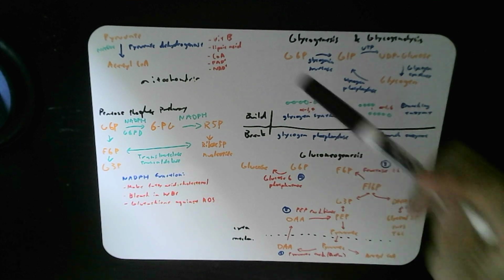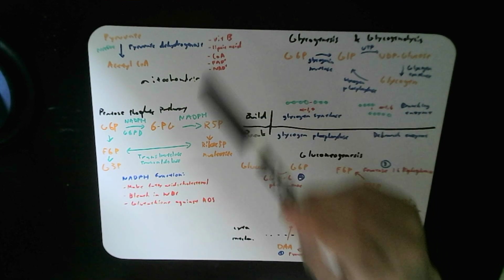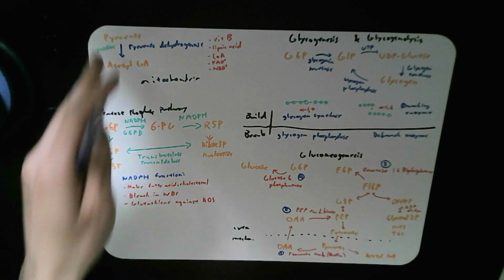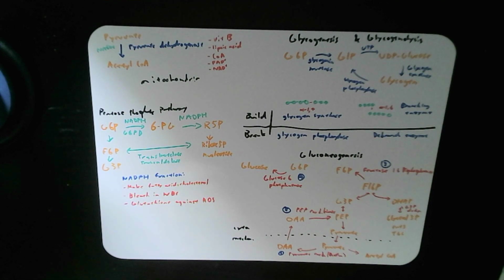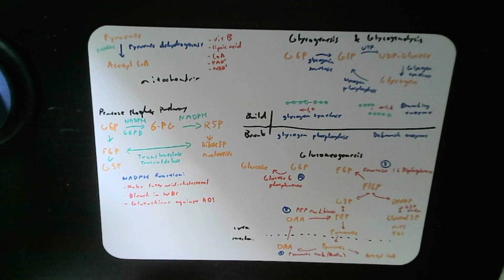PDH is a big complex using vitamin B or thiamine, lipoic acid, coenzyme A, FAD+, and NAD+. It's going to turn into NADH as well as carbon dioxide as a byproduct. Now, what also happens is that this is in mitochondria, right? So it basically forces the pyruvate to be transported into the membrane. Glycolysis happened in the cytoplasm.